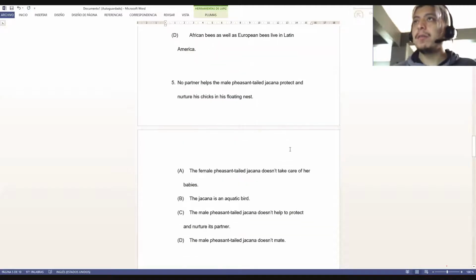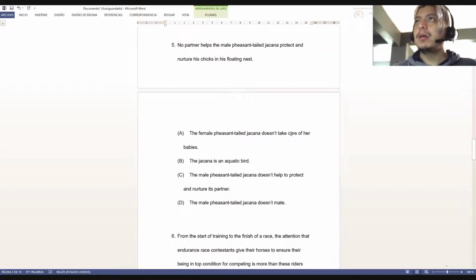Number 5, no partner helps the male pheasant-tailed jacana. No partner helps the male pheasant-tailed jacana protect and nurture his chicks in his floating nest. Okay, this is kind of weird. So no partner, this is the subject. The subject is no partner. No one. Nobody. Okay? And the verb is helps. Yeah? The complement is the rest of this.